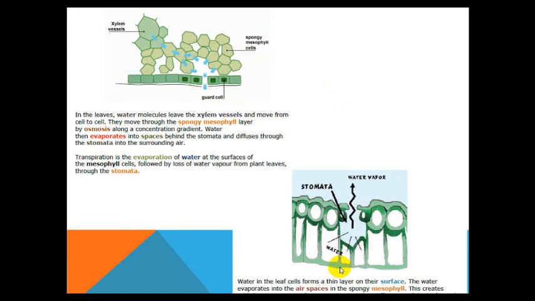Water in the leaf cells form a thin layer on their surface. The water evaporates into the air spaces in the spongy mesophyll. So this creates the transpirational pull. And then the water vapor will leave the leaf cells through the process of diffusion out of the stomata.